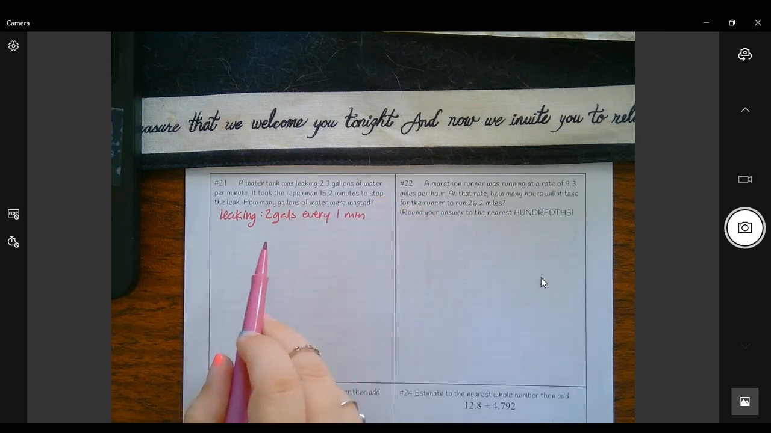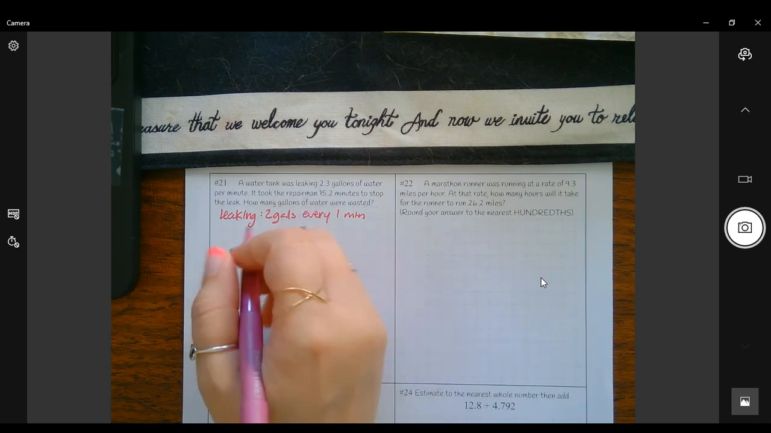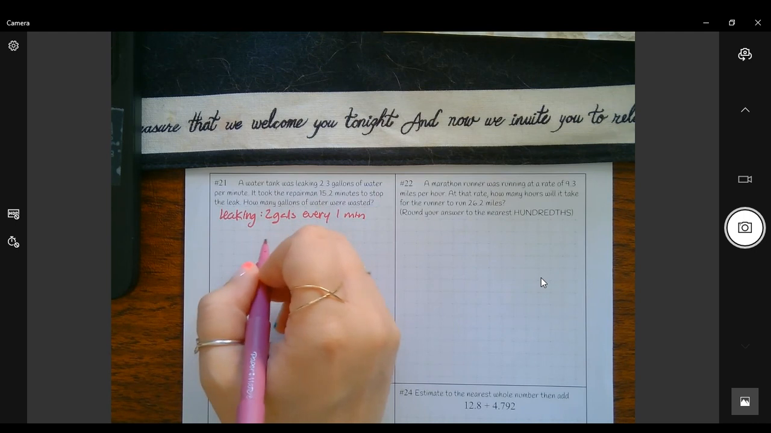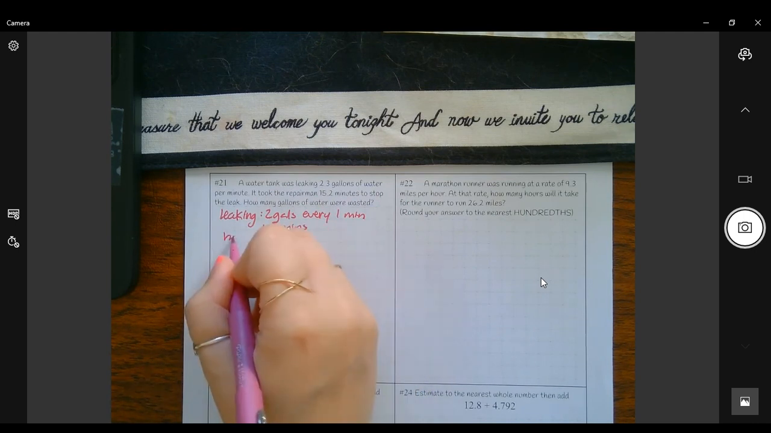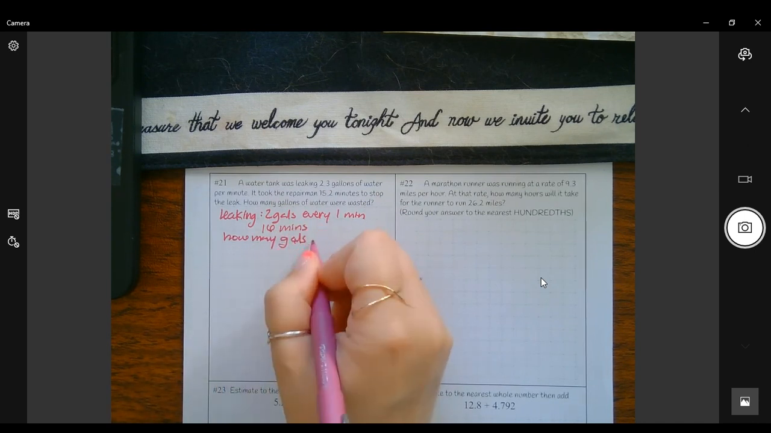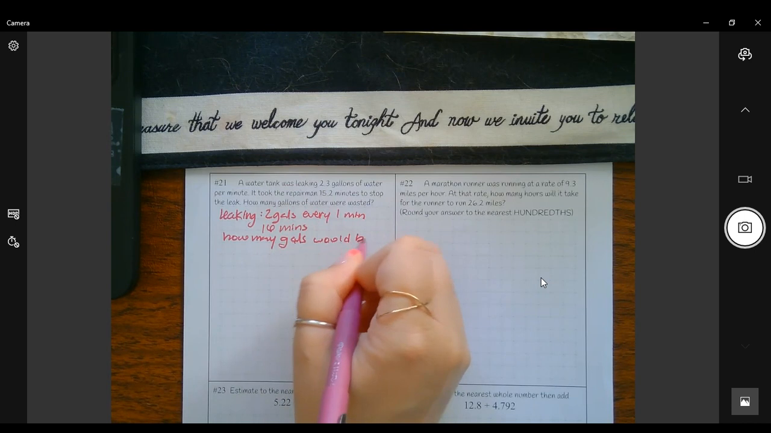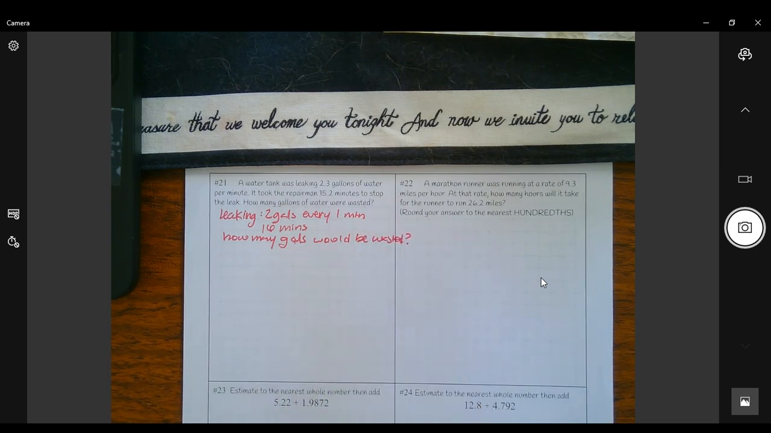And then it took the repairman 15 minutes to stop the leak. I just like even numbers, so let's say it took 16 minutes to stop. So then how many gallons would be wasted? What do you think?